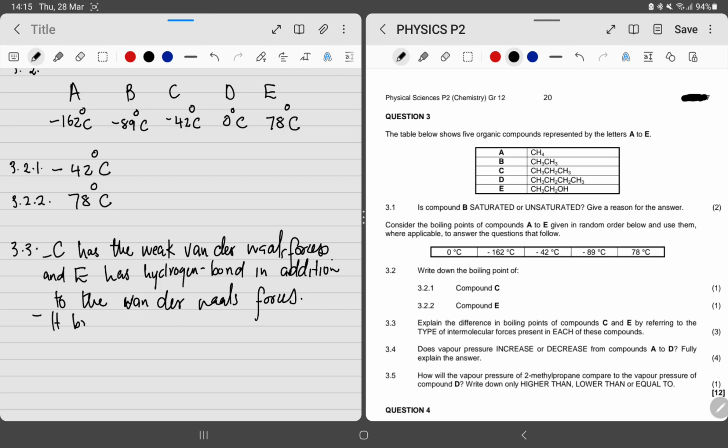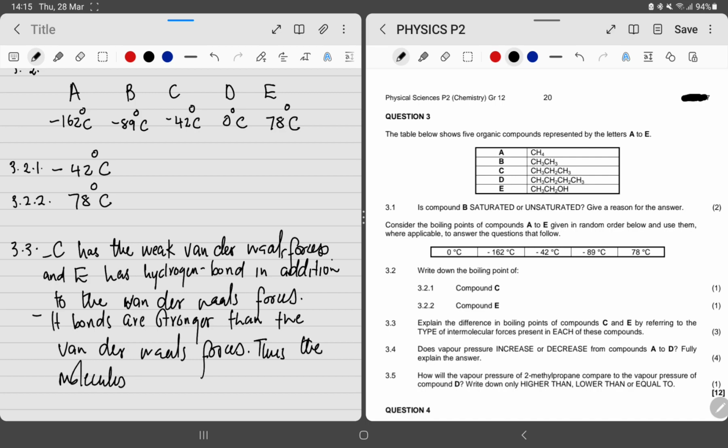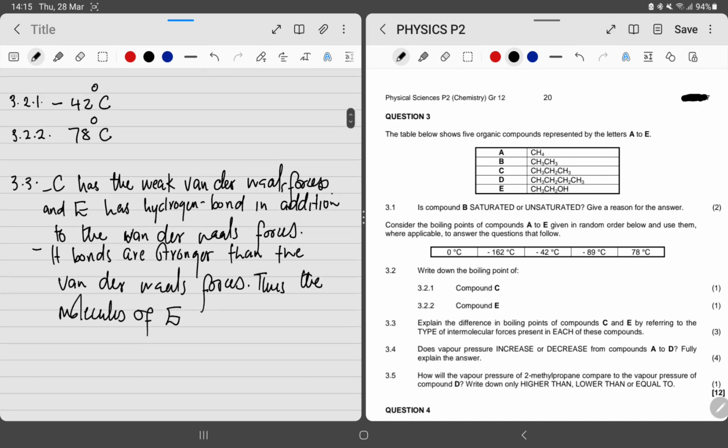Hydrogen bonds are stronger than the van der Waals forces. Thus, the molecules of E require more energy to be separated.